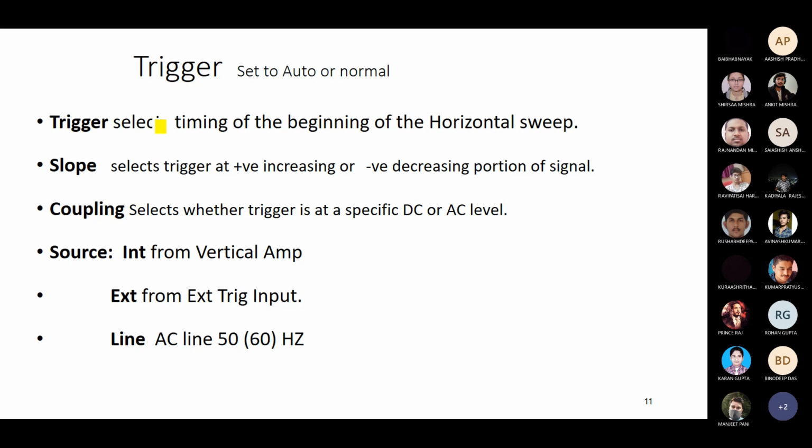So, good. Then we are using the trigger. Trigger may be auto or normal. Auto means you are automatically giving the trigger signal to the plate. By default it is provided by your oscilloscope, coming automatically. Normal means you are generating the trigger voltage externally.